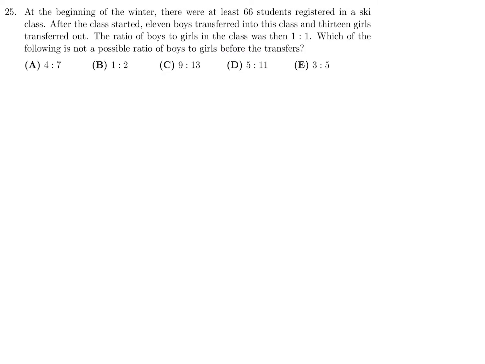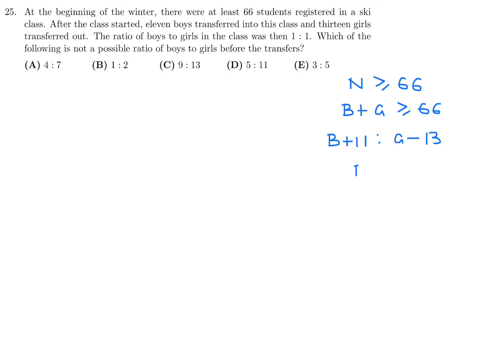Let's discuss this now. Our total number, they're saying, has to be at least 66. And that number, of course, is the number of boys plus the number of girls. And that's got to be greater than or equal to 66 initially. Then what happens is the number of boys increases by 11 and the number of girls decreases by 13. And when it does, this ratio becomes 1-to-1.